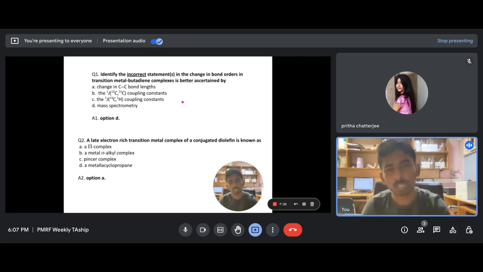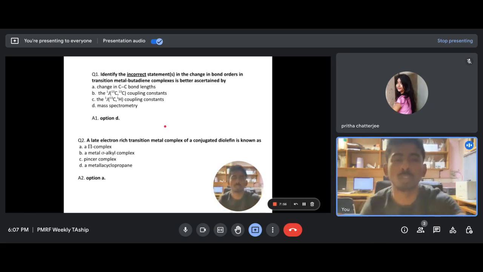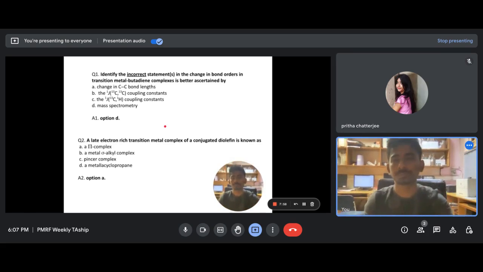In the next question: a late electron rich transition metal complex of a conjugated diolefin is known as which of these following options? In the last question, I told you that butadiene is also a conjugated diolefin. It's 1,3-butadiene, so the double bonds are conjugated and resonance stabilized. First one is the pi complex.